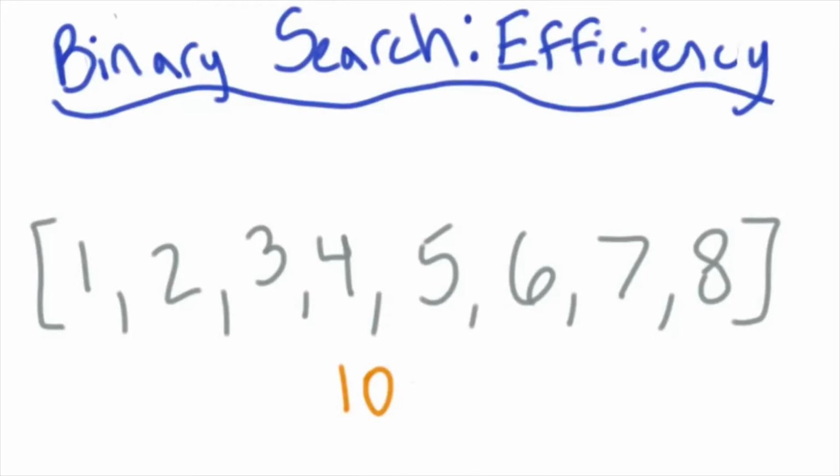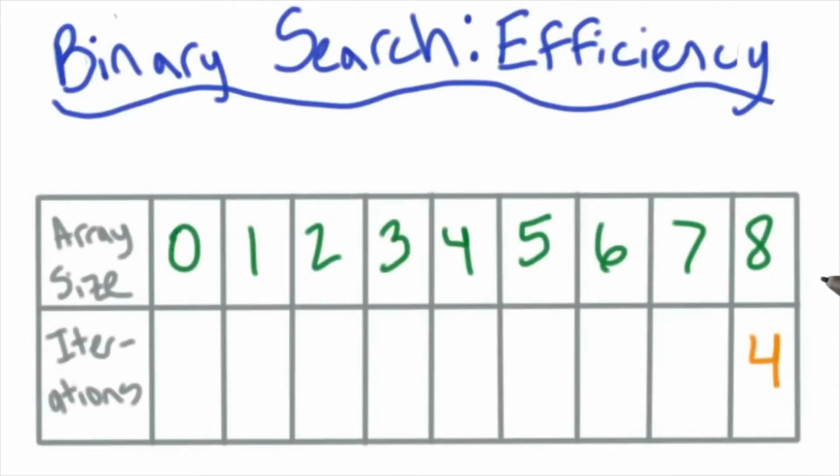You should prove this to yourself so you know that it works. But just trust me on it for now. Okay. So for an array size of 8, we have worst case 4 iterations. We can take the results from the first example too. There, it took us 3 steps to find something in an array of 7.